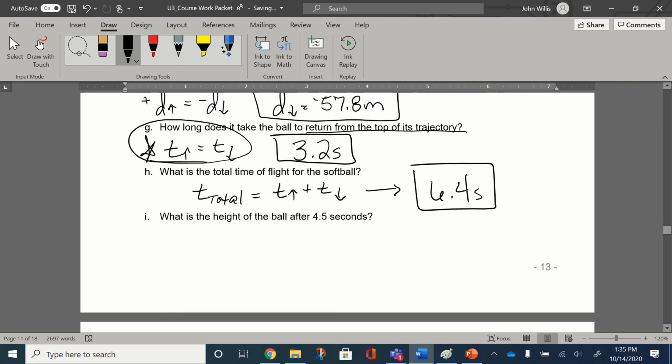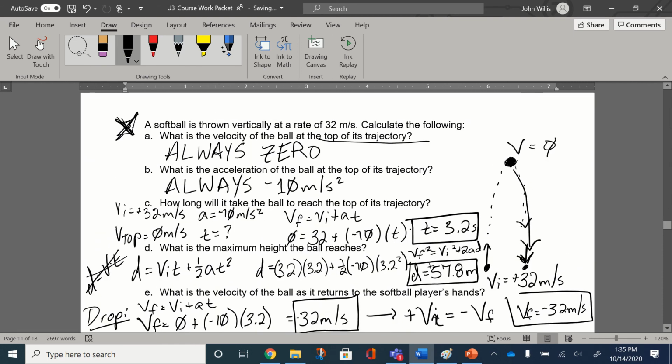What is the height of the ball after 4.5 seconds? Oh, okay. So 4.5 seconds. This is where it gets a little weird. At 0 seconds, we're down here at the start. At 3.2 seconds, we make it to the top. 6.4 is when we get all the way back down here to 0 at the bottom, so 4.5 is going to be somewhere around here. So you've gone up 57.8 and fallen back some value that I don't know how to calculate. I'm not even going to try to split this problem in half.